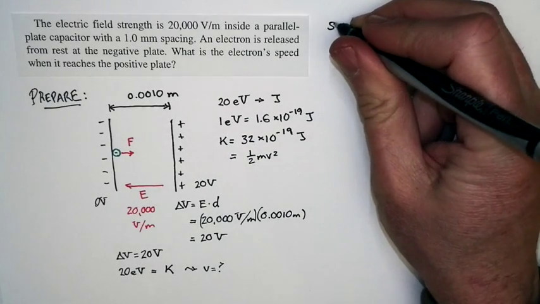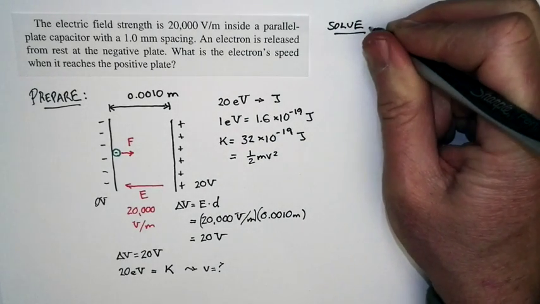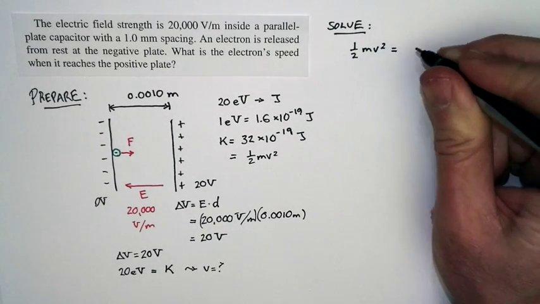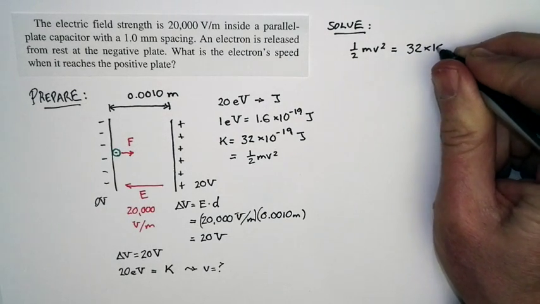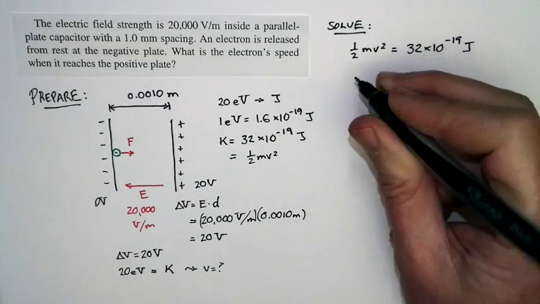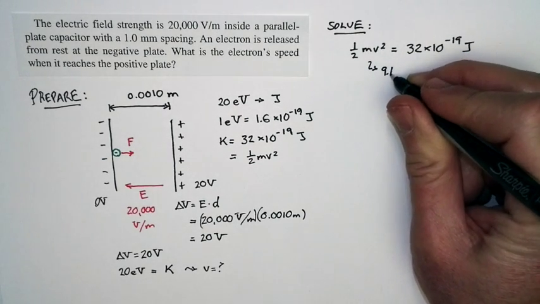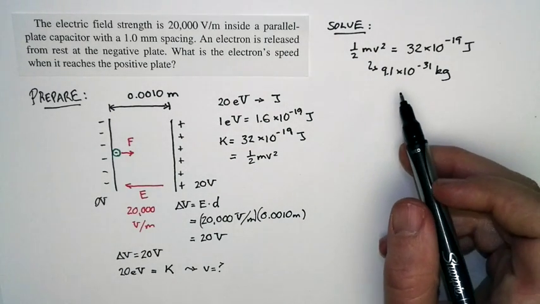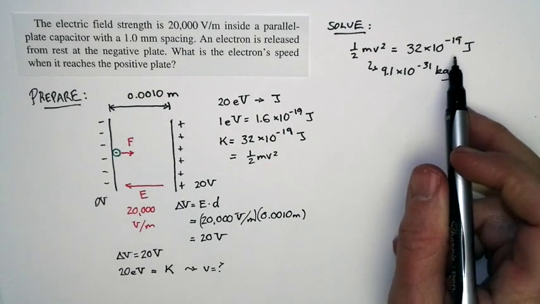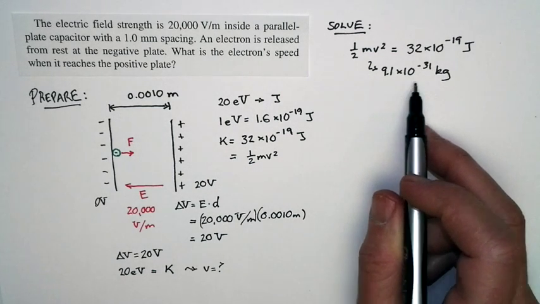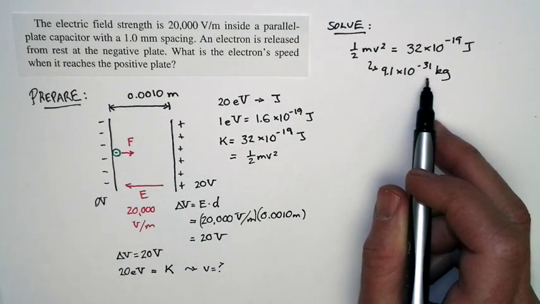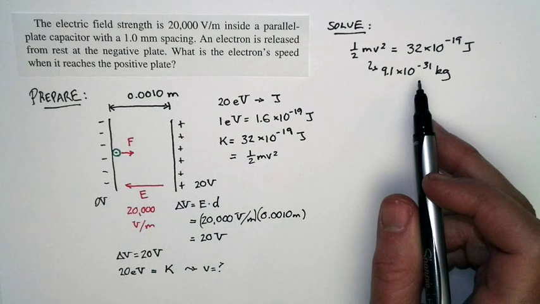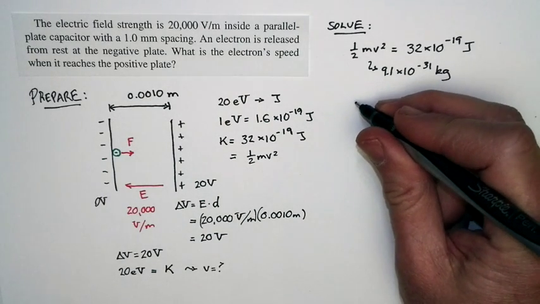Once we're there, our solution is actually quite straightforward. We can say this. For the electron, 1/2 mv squared is equal to 32 times 10 to the negative 19th joules. Well, the mass of the electron is 9.1 times 10 to the negative 31st kilograms. And I wrote this out because I want you to notice this. The energy is 32 times 10 to the negative 19th joules. The mass is 9.1 times 10 to the negative 31st kilograms. So this is a lot of kinetic energy for the electron given its mass. And so we expect the speed to be quite large indeed.